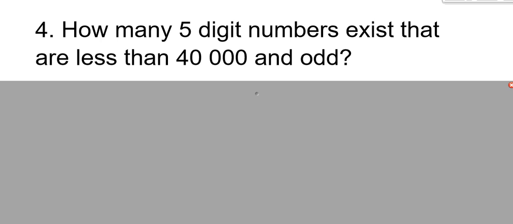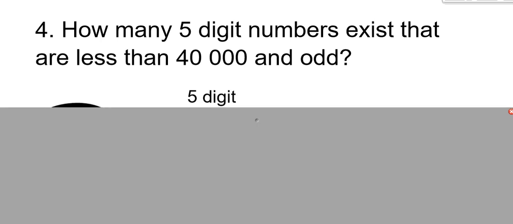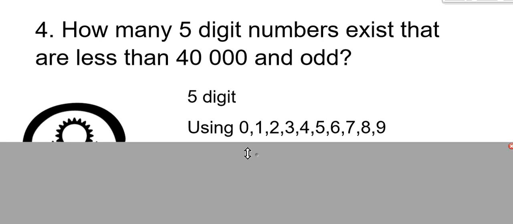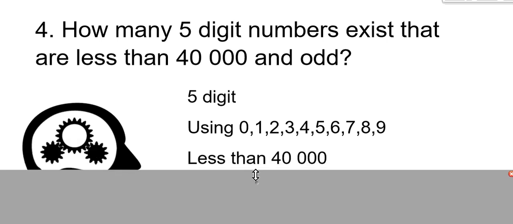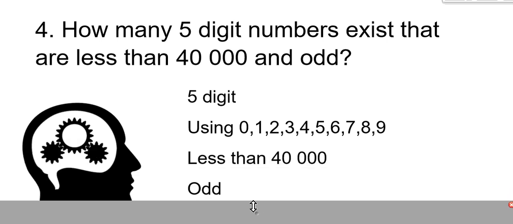So let's look again at a different question. This is question number 4. It says, how many 5-digit numbers exist that are less than 40,000 and odd? So we know that we need to make a 5-digit number. And there's no restrictions here. It didn't give me a set, so I'm going to use any of the characters that we call numbers. So from 0 to 9, there's 10 of them. It has to be less than 40,000, and it has to be odd.